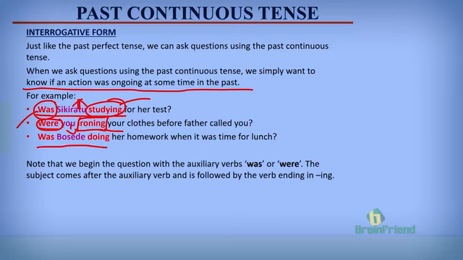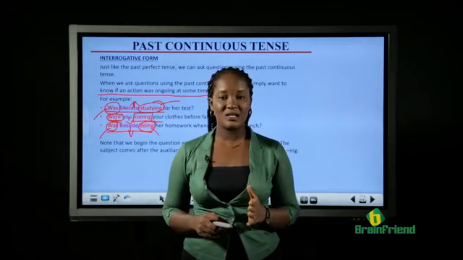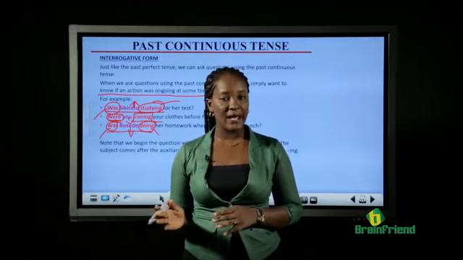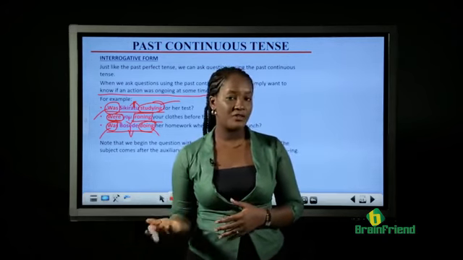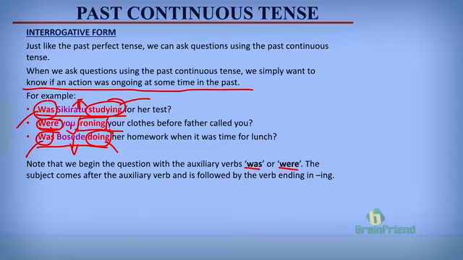Was Bosade doing her homework when it was time for lunch? The same here, was. The subject is between was and the present participle verb doing. Now note that we begin the question with the auxiliary verbs was or were. When we ask questions in past continuous tense, we begin such questions with the auxiliary verbs was or were, and we do know that these are the past tense forms of the be verb. So we begin the questions with was or were, just like we have here.